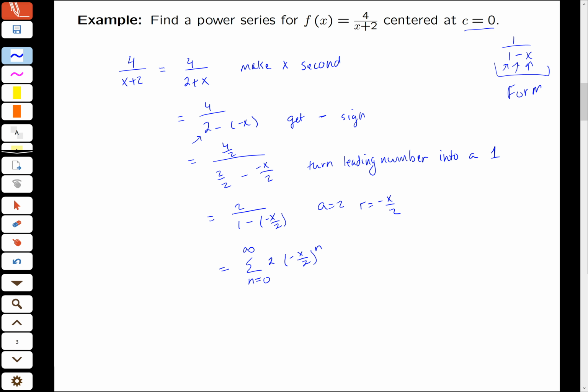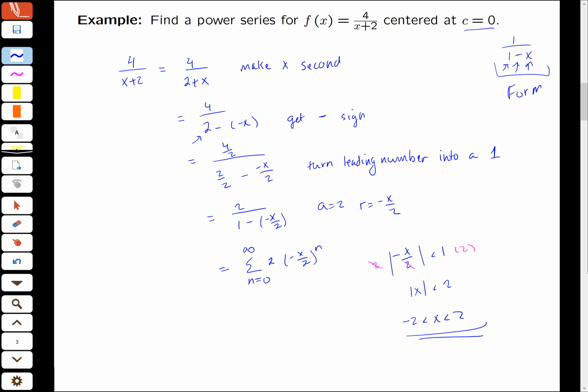What I want to do now is determine where it converges. So that means minus x over 2 has to be between minus 1 and 1. I'm going to do it this way. Absolute value of x over 2 is less than 1. That means absolute value of x is less than 2 by multiplying both sides by 2. And then that tells me minus 2 is less than x is less than 2. There's our convergence.